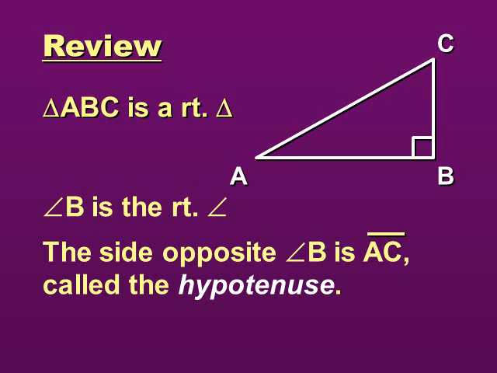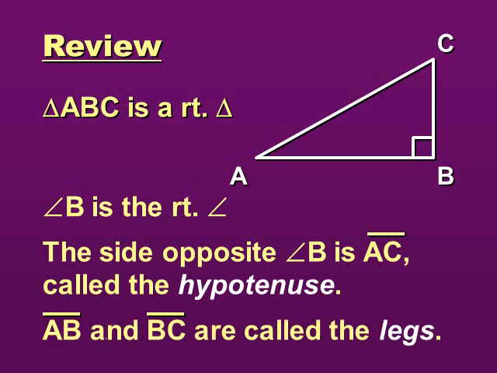The side opposite the right angle is called the hypotenuse. It's really important that you remember that term. That's always going to be the longest side on a right triangle. The other two segments are called legs. And when we start talking about the Pythagorean theorem, it's the two legs squared added together equals the hypotenuse squared. So we're not there yet, but we'll be working on that soon.